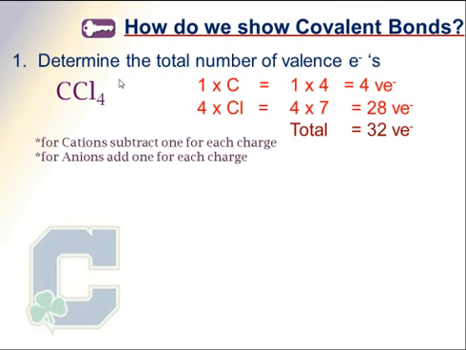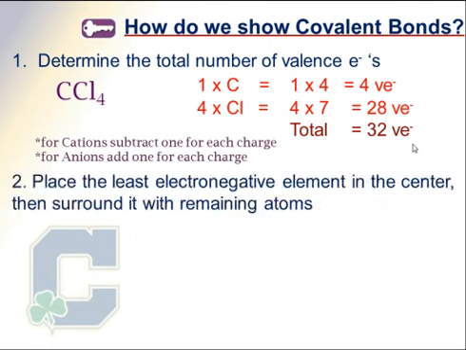Now, quick note, if it happened to have a charge, if it was a positive charge or a cation, I would actually subtract from this number. If it was an anion that had a negative charge, I would add to that number at the end. Quick little note because that's going to come up on your assignment.